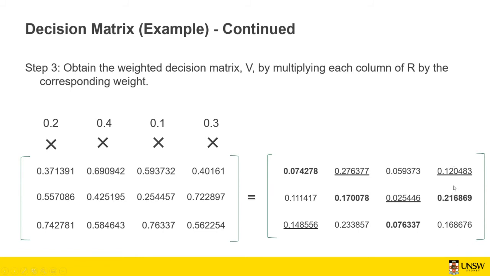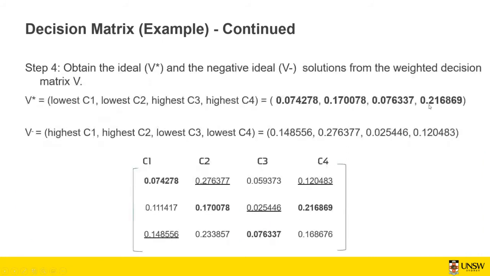And for C4, again, we want to maximize it. So 0.21 is our highest value, is bold, and 0.12, which is our lowest value, is underlined. Okay. So you can see all the preferred values are bold and all the worst values are underlined. So what do we do next?